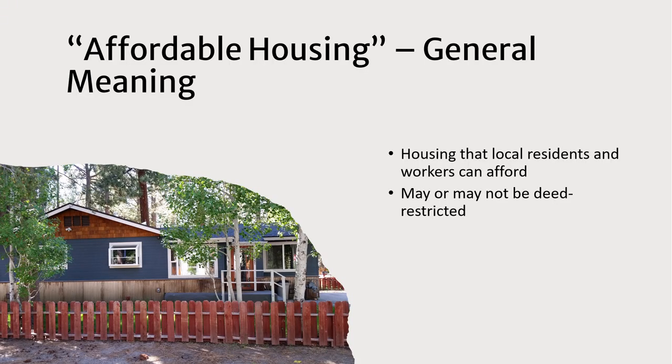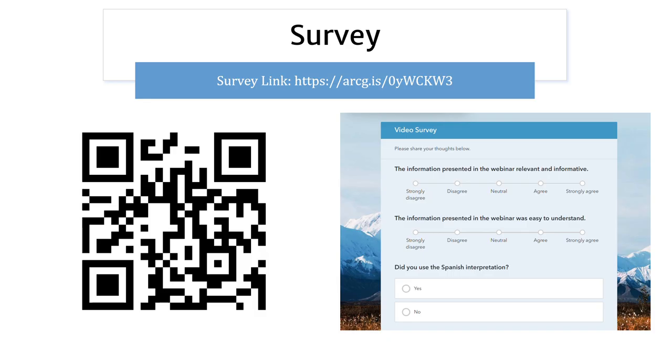Finally, we would like to note that you may hear the term affordable housing used in a general sense. The Federal Department of Housing and Urban Development defines affordable housing as housing for which the occupant is paying no more than 30% of gross income for housing costs, including utilities. TRPA staff and partners will often use the general term affordable housing when we're speaking of overall goals to provide more housing in the region for local residents and workers of any income level.